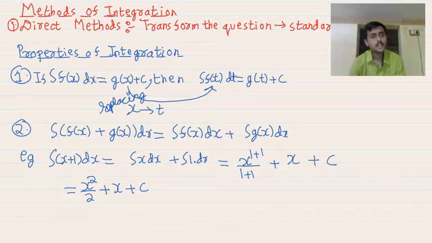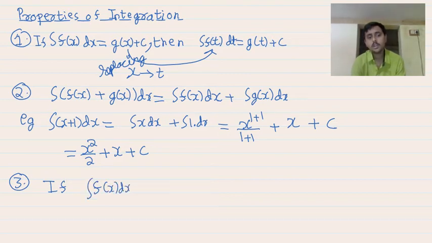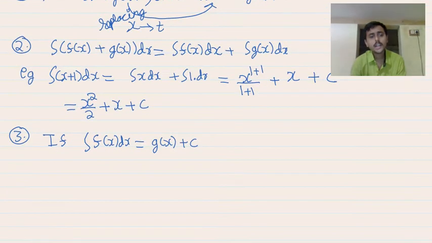Let's talk about another small but important property. Sometimes we know the formula of integration of f(x) with respect to x. This is the integral of f(x) with respect to x, and it's given as g(x) plus c. However, the question that we get is the integral of f of ax plus b with respect to x, and we do not know the formula for this.